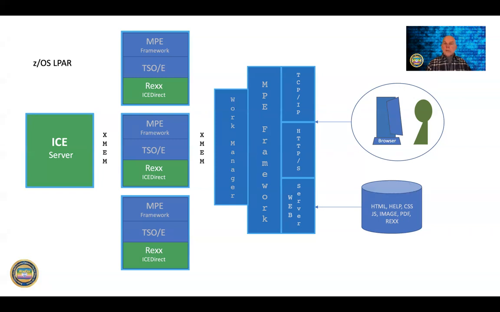The ICE server that sits on the back end of all of this has access to the integrity controls environment. And it in turn is accessed through cross-memory services, satisfying the individual requirements that are established by the individual REXX address spaces. So that's the basic idea.